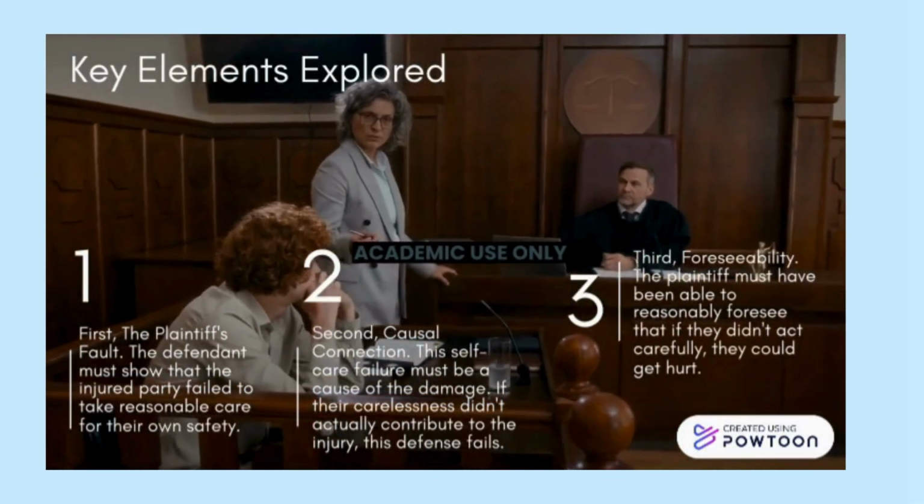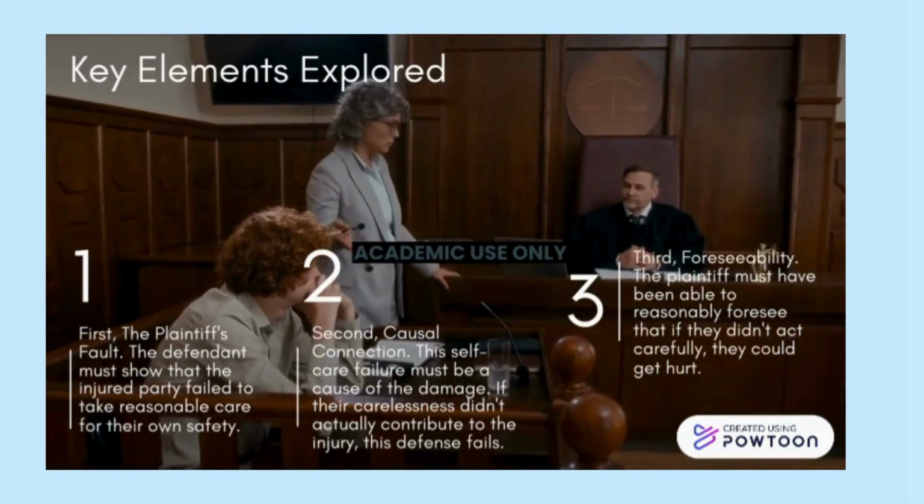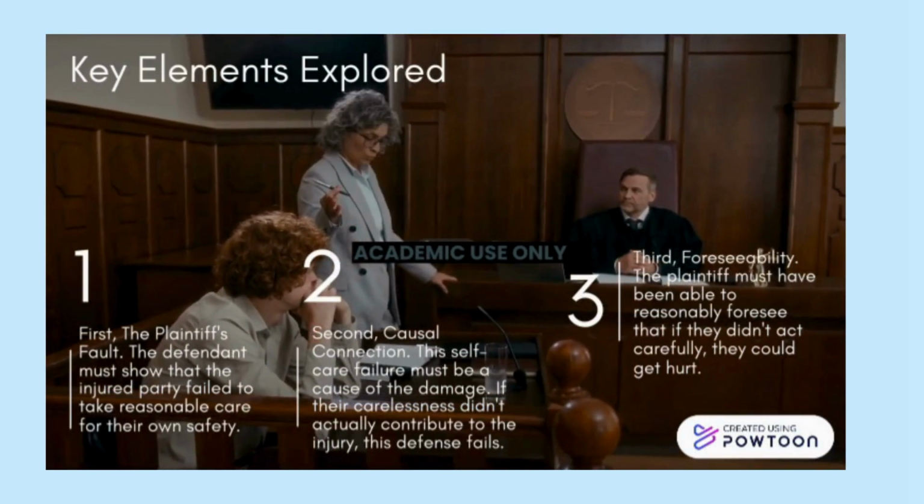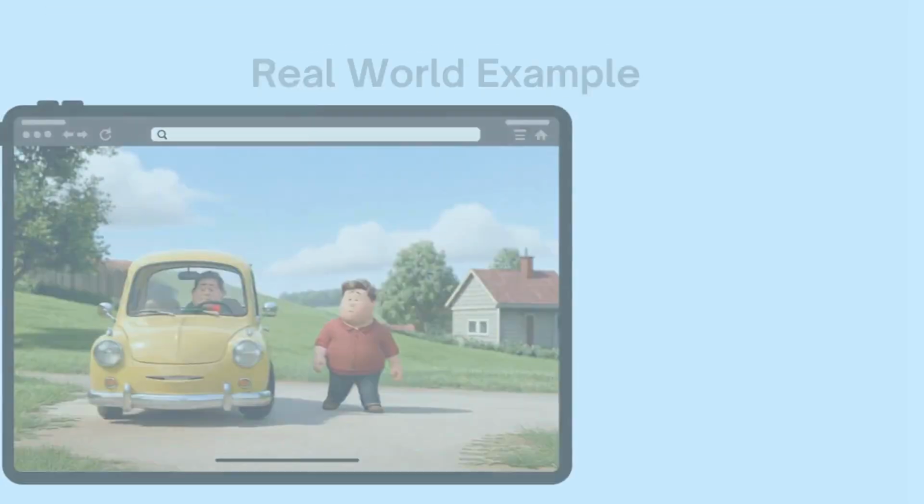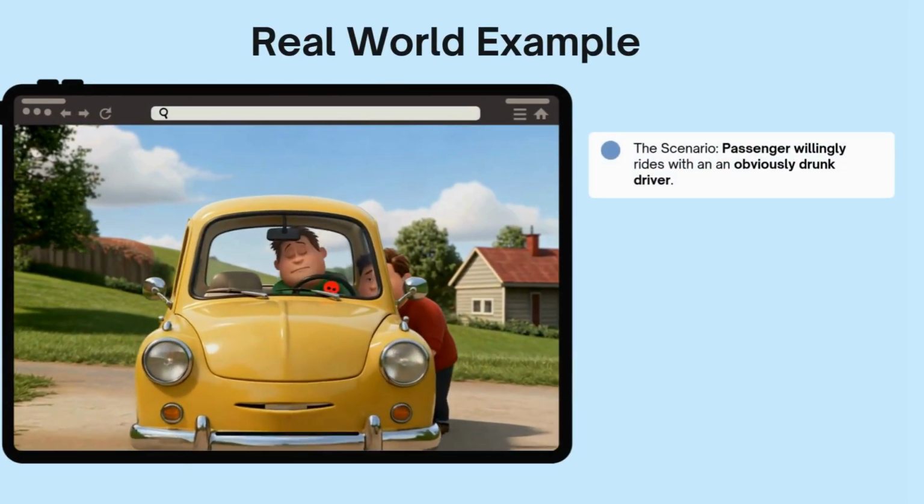Third, foreseeability. The plaintiff must have been able to reasonably foresee that if they didn't act carefully, they could get hurt. Let's look at a classic example.